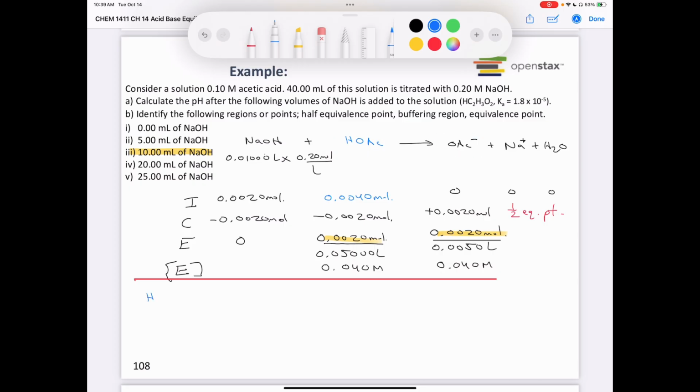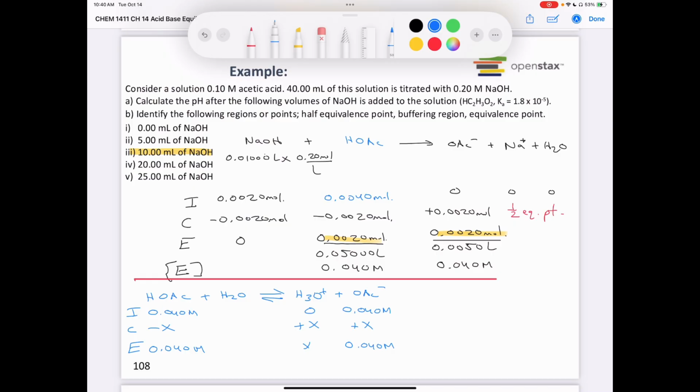They gave me a Ka, so I'll write out the same equilibrium expression that I did in the previous section. Initially we have 0.040 molar of the acid and 0.040 molar of the acetate. I put that in the wrong spot, so I'll move that over here. We're going to assume we have nothing here. For the change, we lose x here, we gain x here, and we gain x here as well. At equilibrium, we're going to assume that x is so small it can be ignored, and we can check that too. We have 0.040 molar, here we have x, and here we have 0.040 molar.